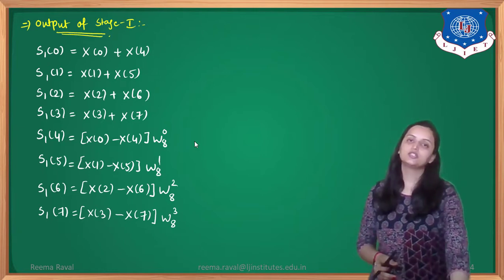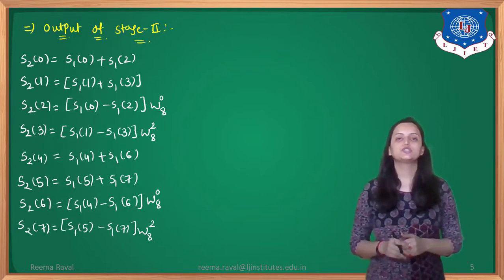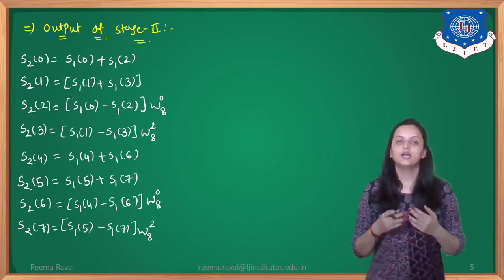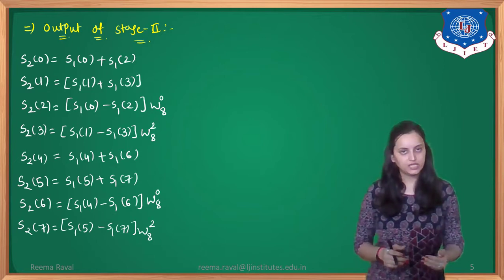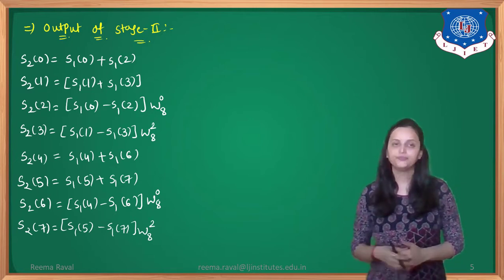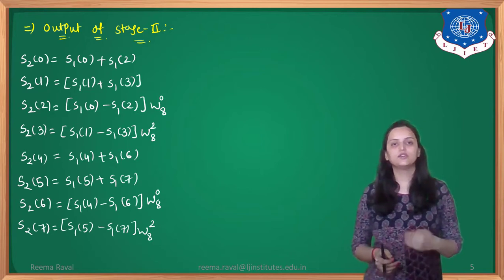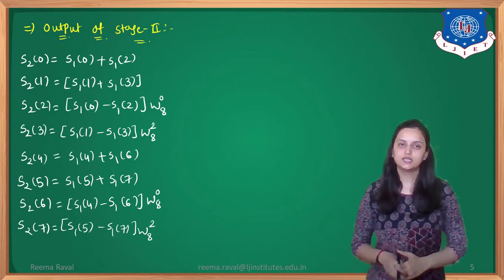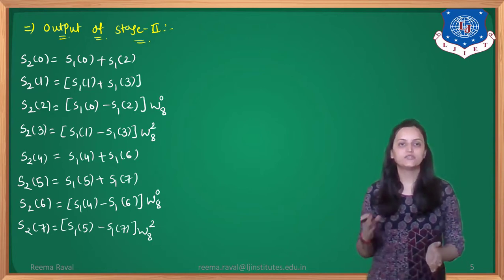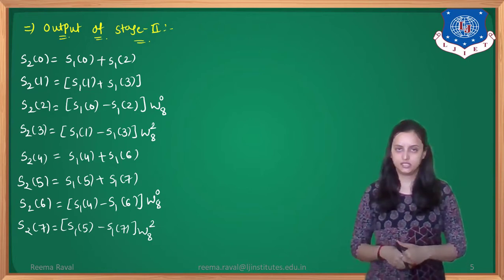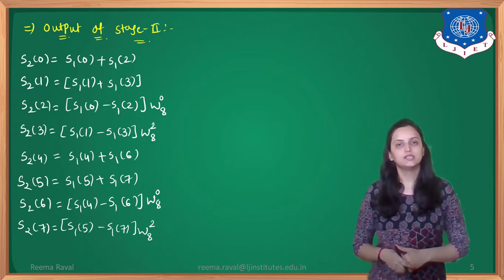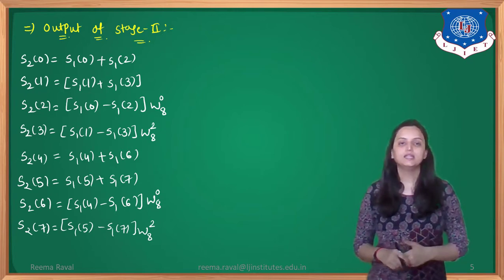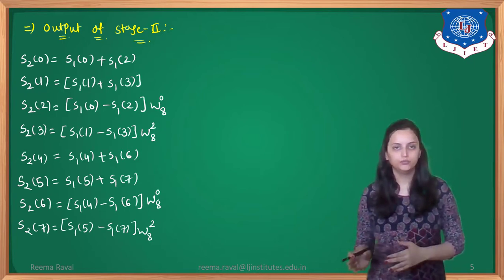In the same way, we are going to calculate for stage 2. The output of stage 2 is like this, starting from s2 of 0 to s2 of 7. Here s2 of 0 equals s1 of 0 plus s1 of 2. s2 of 1 equals s1 of 1 plus s1 of 3. s2 of 2 equals s1 of 0 minus s1 of 2 multiplied by w80. Next is s2 of 3, which equals s1 of 1 minus s1 of 3 into w82.